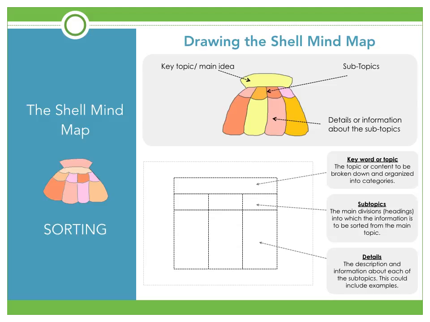On your screen now is what the shell mind map will look like in your learners' books. And again, the top section is for your keyword or topic. And this is the content that needs to be broken down or organized into categories. Then you get your subtopics, and these are your main divisions or your headings into which the information needs to be sorted. And then the last section, the details, this is the description and information about each of these subtopics. Okay, and they can also include examples.